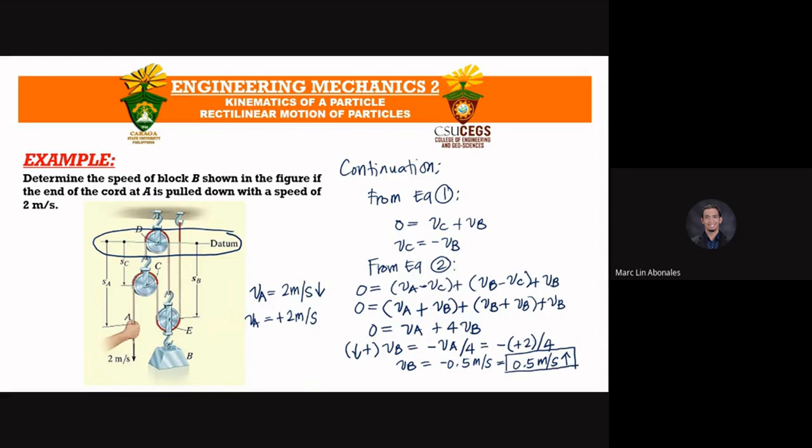And again, when you solve for the absolute dependent motion analysis of two particles, it's very important that you first establish the position coordinate equation, then afterwards you apply the time derivatives. So that will be all for the examples for this topic.